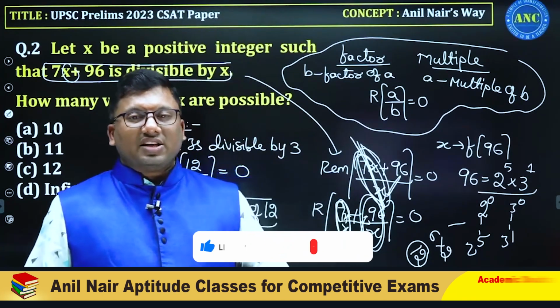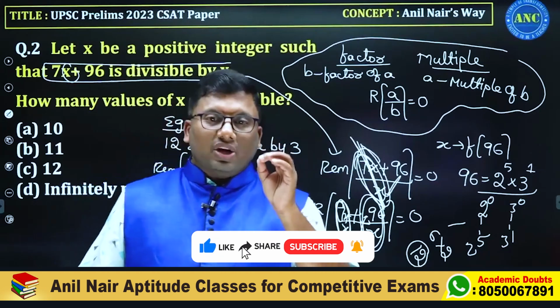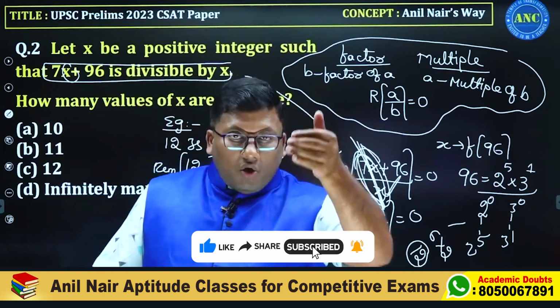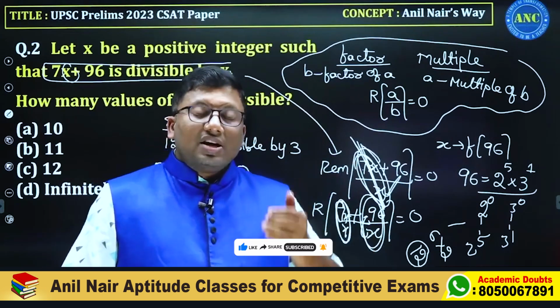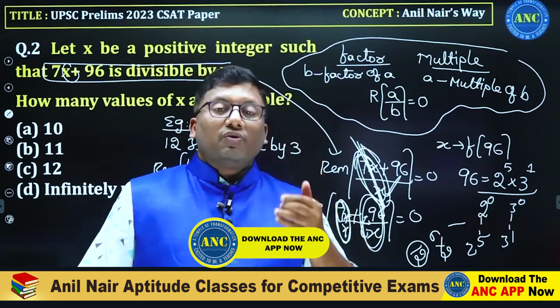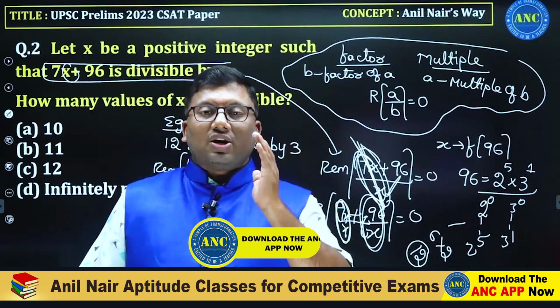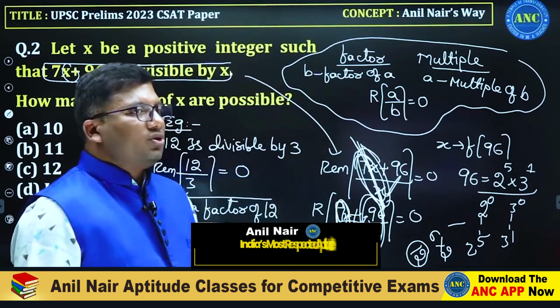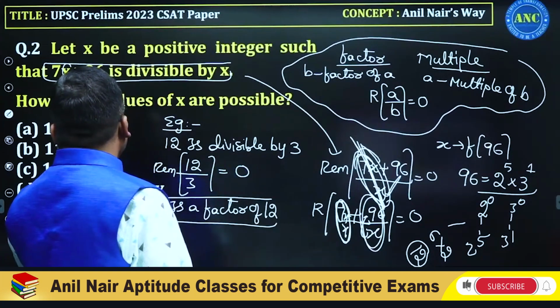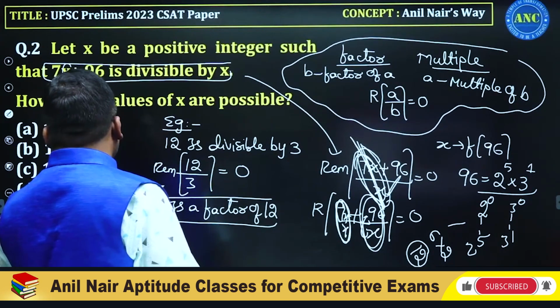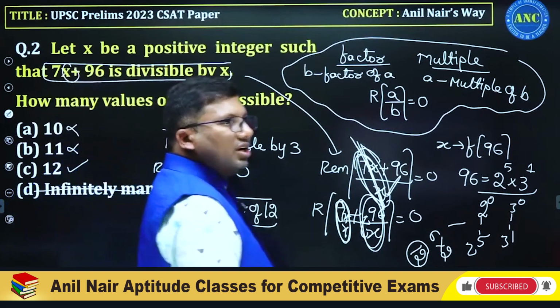Factors of 96: 2 power 5 into 3 power 1. All the powers of 2 from 0 to 5, 6 cases. 3 power 1, 0 to 1, 2 cases. 6 2s are 12. How many values of x are possible? The answer to this question is 12.